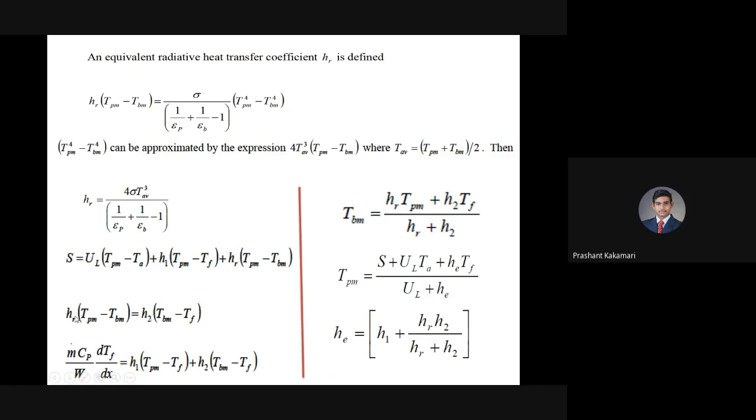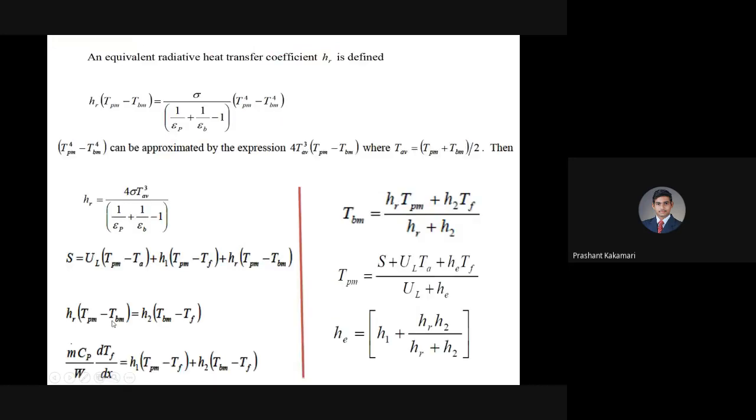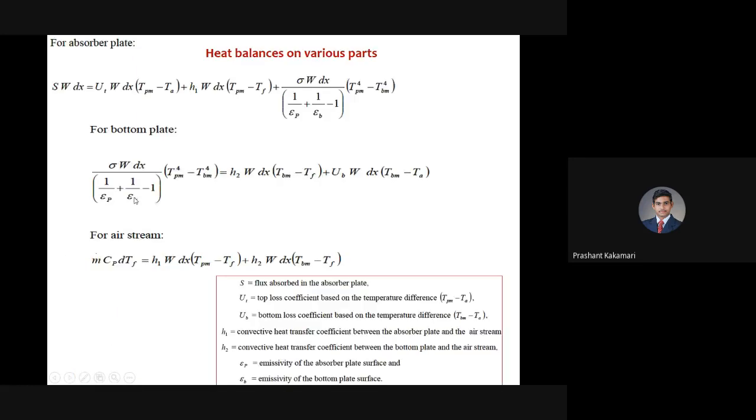Then the next term is with respect to the second equation, for the bottom plate. If you see here, again it is replaced with HR, and W dx, the area, is cancelled. Now they have written HR into TPM minus TBM on the left side. On the right side, we are left with H2 into TBM minus TF plus UB into TBM minus TA.